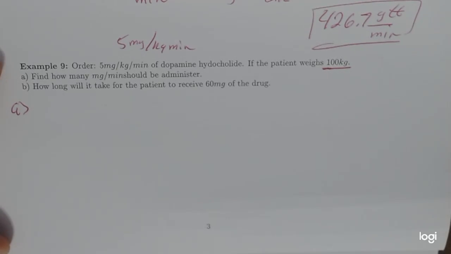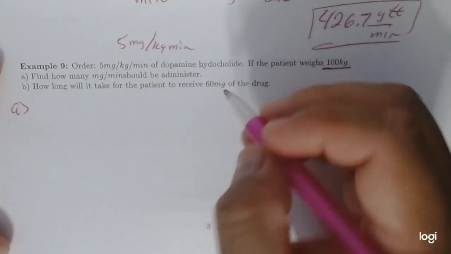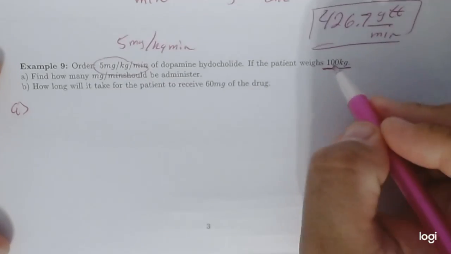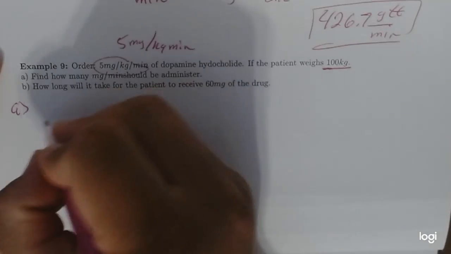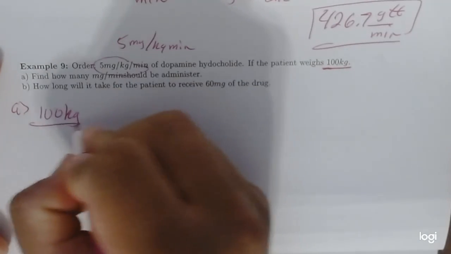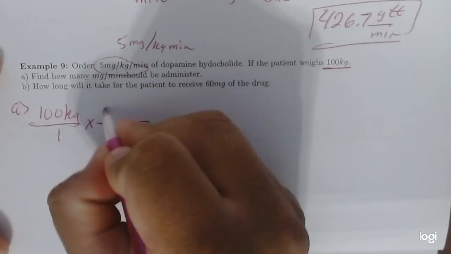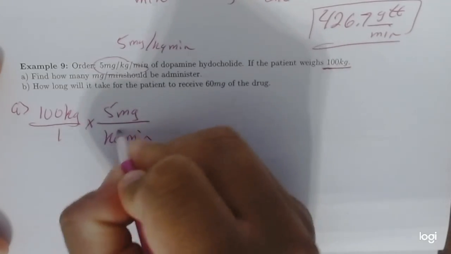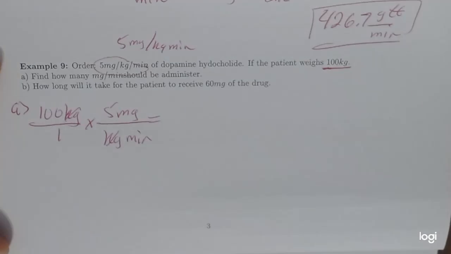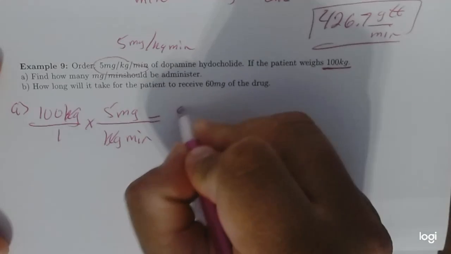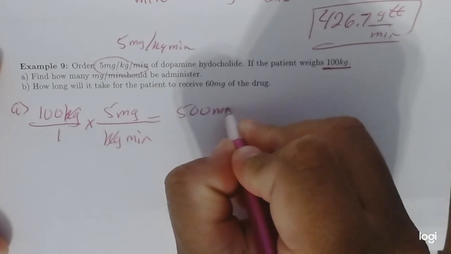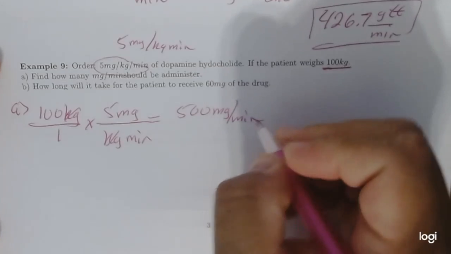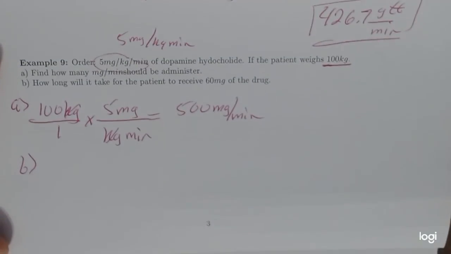So A, how many milligrams per minute should be administered? So we want mg per minute. Somewhere we're going to be using this and our patient weight, right? So start with the patient weight. And notice we actually don't have to do that much work, because if we multiply literally by that, the kilograms cancel, and we have mg per minute. So this would be 500 milligrams per minute. That's not too bad, right?